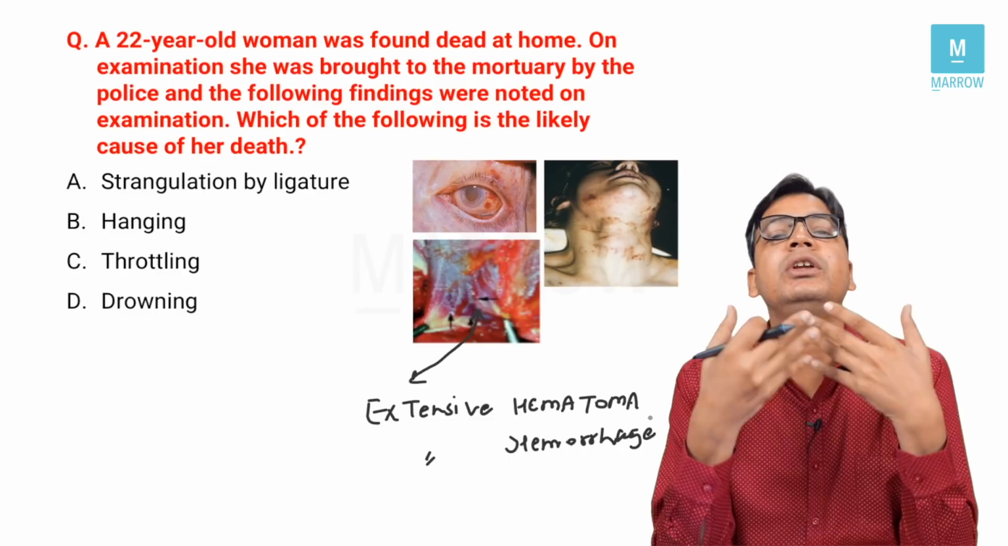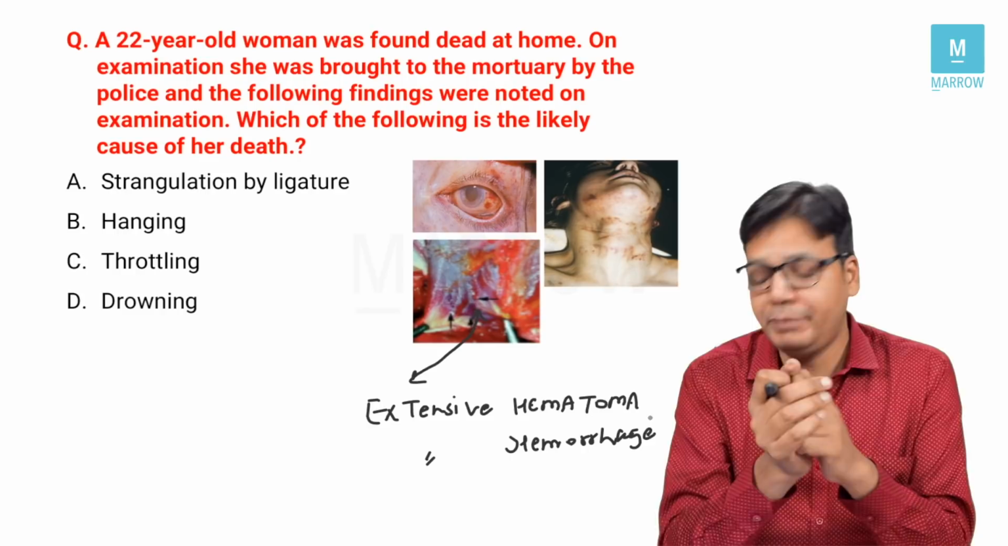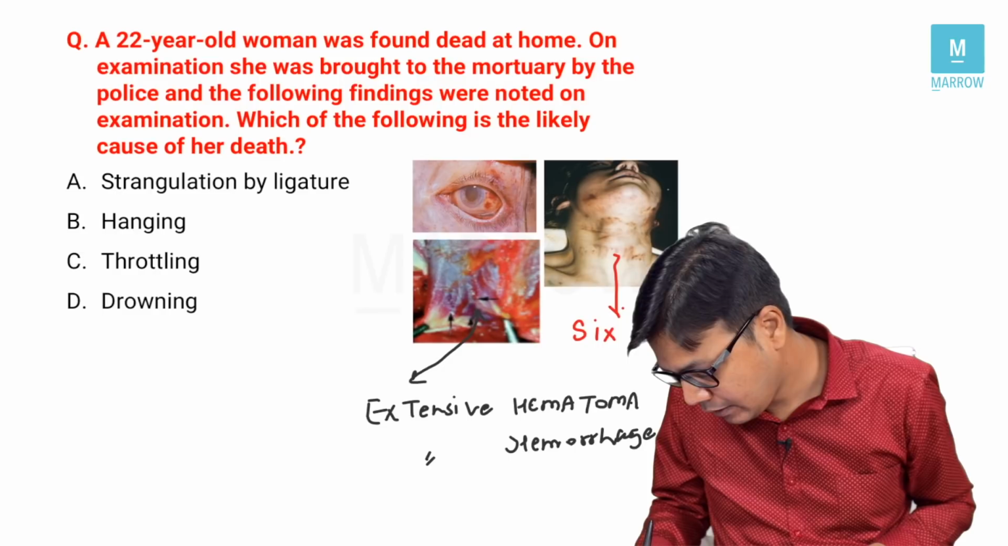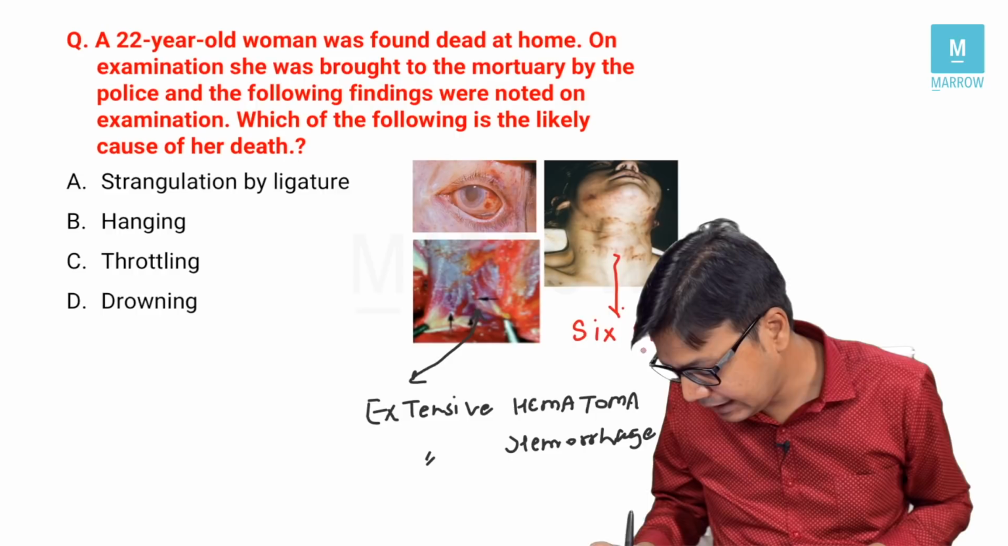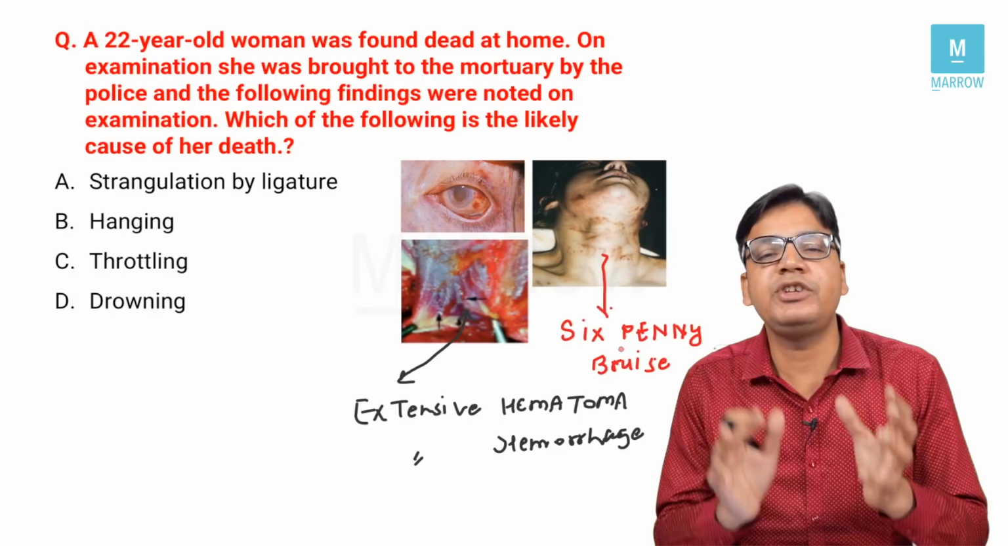And now, Dr. Sir, bruise, that may be a patterned bruise, that may be a pressure bruise, that may be a specific type of bruise. But if you see the neck finding here, you can see multiple bruises surrounding the neck. And Dr. Sir, the bruise of throttling are known as six penny bruise. Penny means it's a type of coin-shaped bruise. It's a six penny bruise. And you can see here throttling.